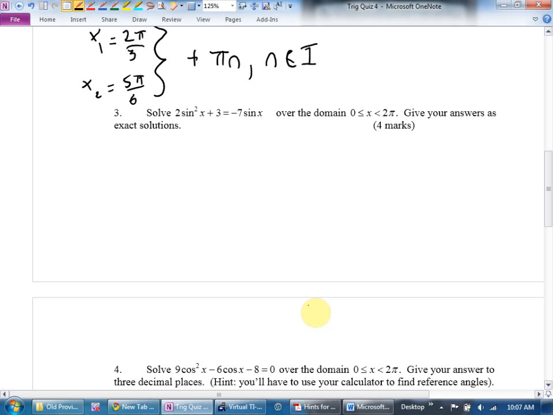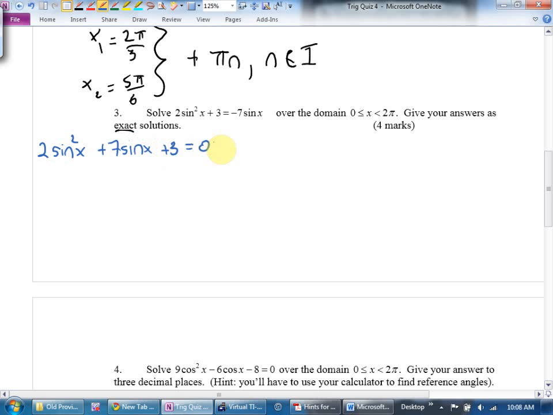Quadratic trig. Oh, exact solutions suggests to me I'll be using the 1, 2, root 3 triangles or the unit circle. It's a quadratic. I've got to make it equal to 0. So the first thing I'm going to do is solve 2 sine squared x plus 7 sine x plus 3 equals 0.